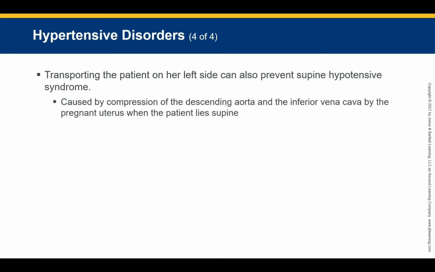Transporting the patient on her left side can also prevent supine hypotensive syndrome caused by compression of the descending aorta and the inferior vena cava by the pregnant uterus when the patient lies supine. So we say we put everybody in the left lateral recumbent position, but remember, for pregnant females, this may actually become a little bit more severe than what we are used to doing, because not many of us deal with a lot of pregnant people. We don't deal with a lot of pediatrics either. It's rare unless you're on a pediatric specialty truck that comes out of the hospital.